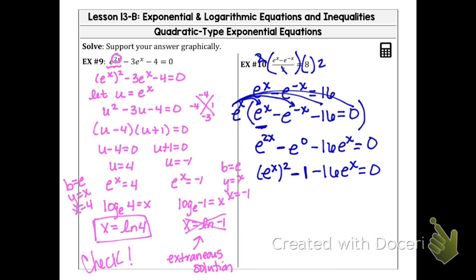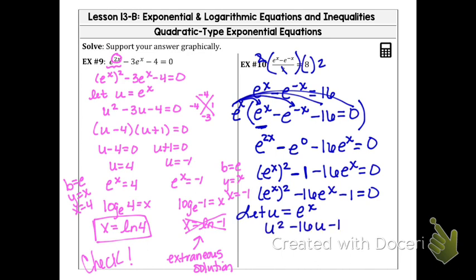Well, now it's just written out of order. So I'm just going to switch these so it's in descending order of the exponent. So I have my e to the x squared minus 16e to the x minus 1 equals 0. So then using substitution, I'm going to let u equal e to the x. So I have u squared minus 16u minus 1 equals 0.